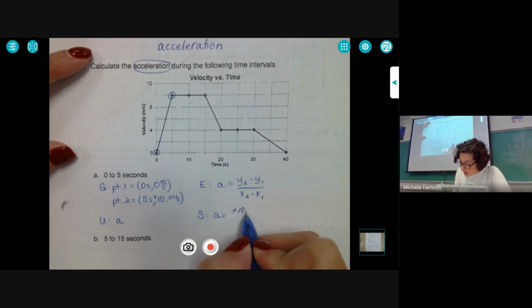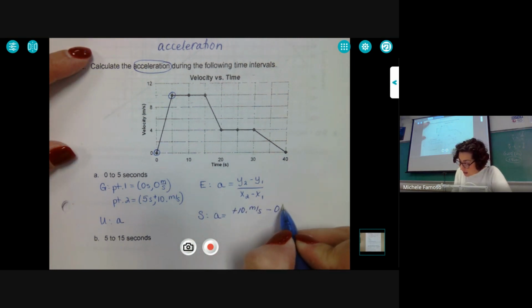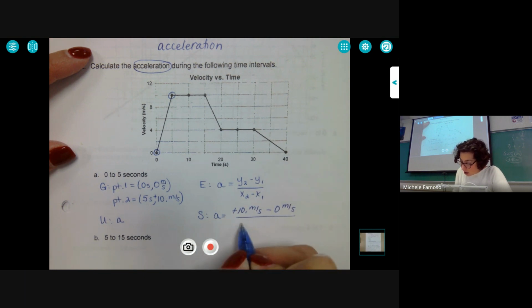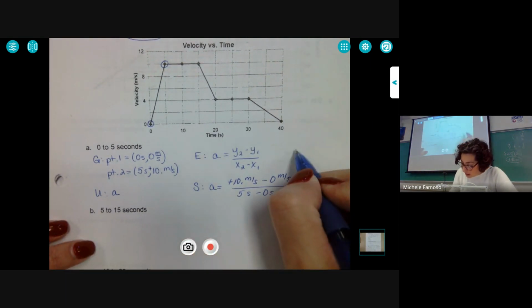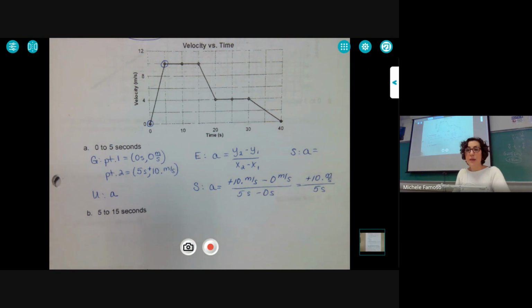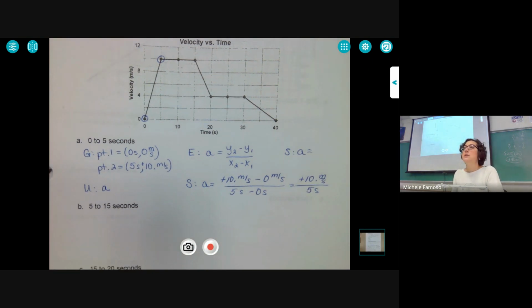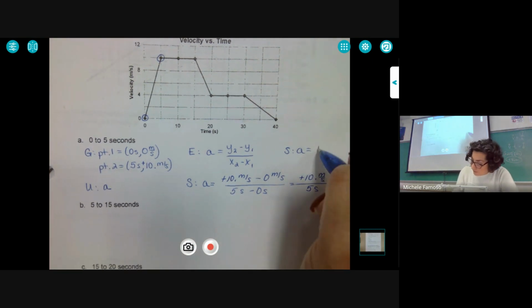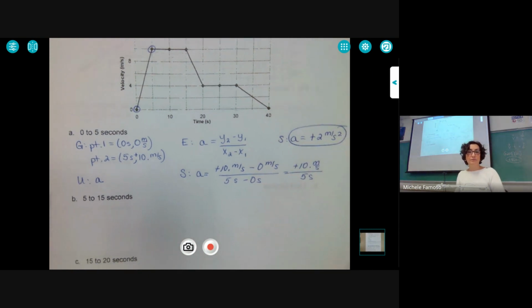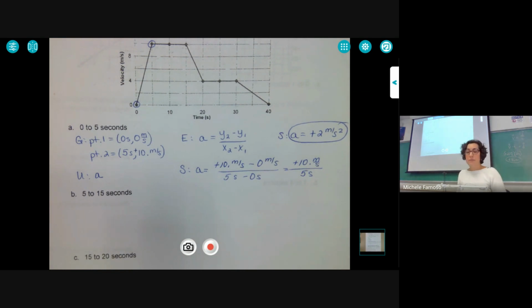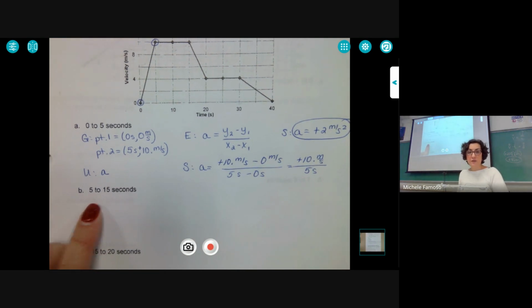So positive 10 meters per second minus 0 meters per second all over 5 seconds minus 0 seconds. So that is positive 10 meters per second over 5 seconds after I do the intermediate subtraction. I don't think you need a calculator to get that answer. What does that mean the acceleration of this object is? Do you know? Yes, 2 meters per second squared to the right, 1 sig fig.